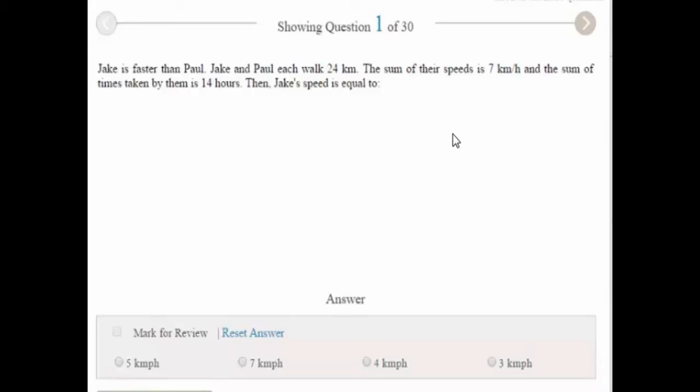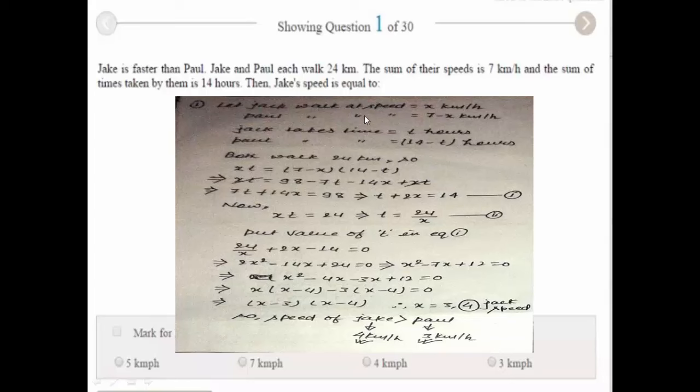Then Jack's speed is equal to, first of all we have to know Jack is faster than Paul, and the sum of their speeds is 7 km per hour and the time taken by both is 14 hours. Okay, this is the solution. Let Jack's walking speed be x km per hour and Paul's walking speed be 7 minus x km per hour. Then Jack takes t hours, and Paul takes 14 minus t hours.